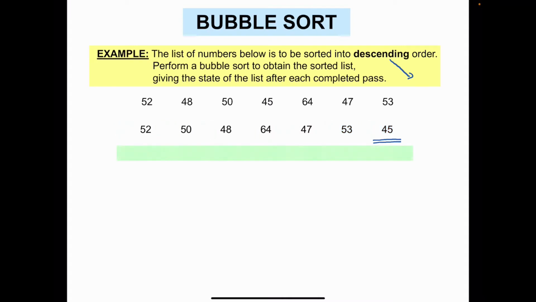Next one, 52 and 50, they are okay. 50 and 48, they are okay. 48, 64 swap. 48, 47, they are okay. 47, 53 swap. And 47, 45 is okay. This is the second pass, it's completed. Now if you want, you can pause the video and do the rest, and I do the rest without any comment, okay?